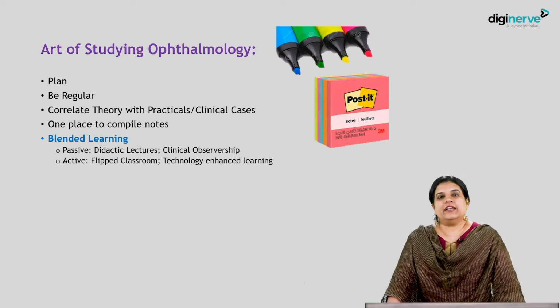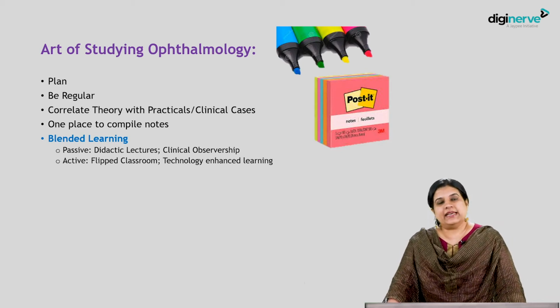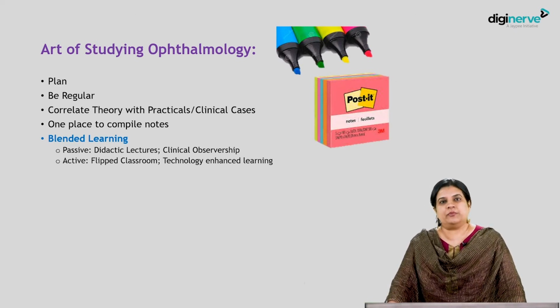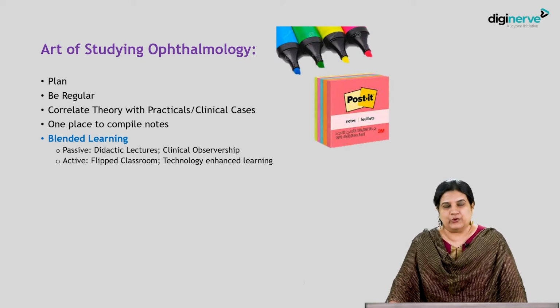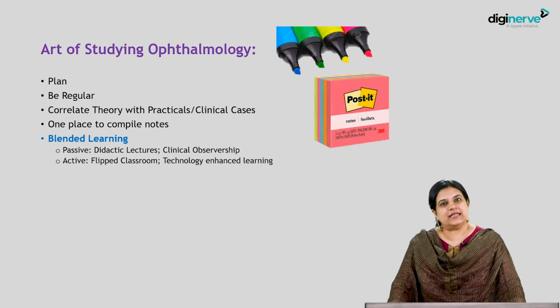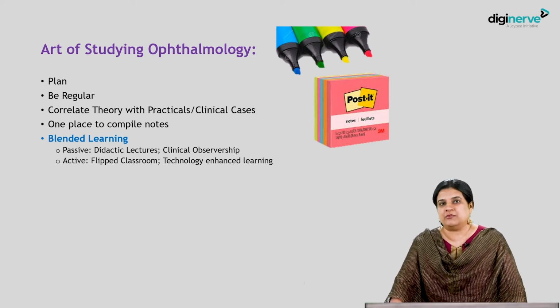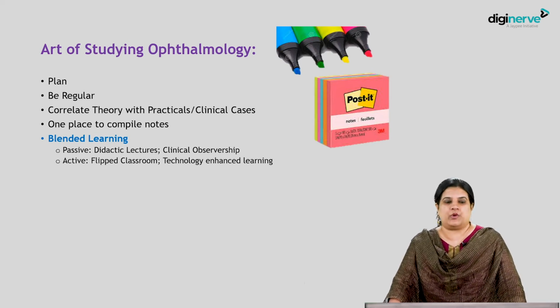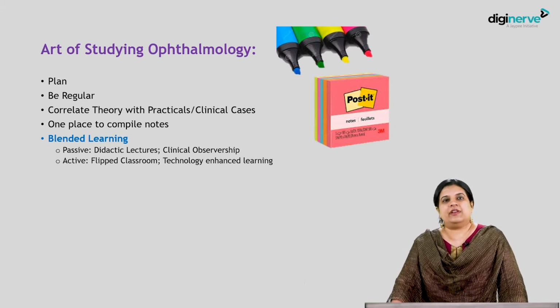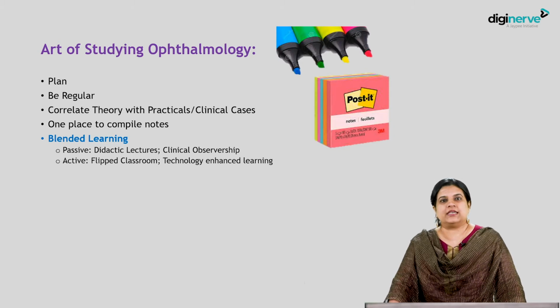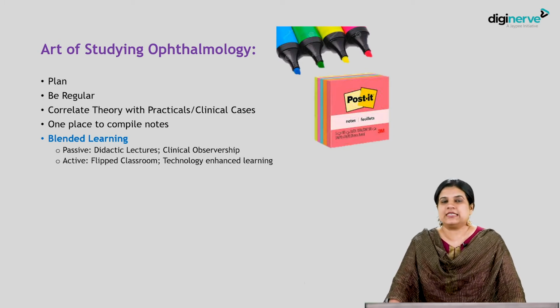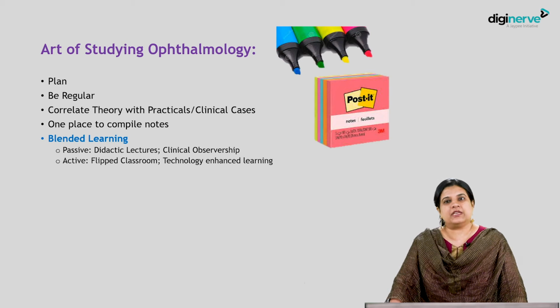So the art of studying ophthalmology, although individual to each one of us, has some ground rules. If we all follow those, the concepts would be better ingrained in our minds. So before we start studying the entire subject, we have to plan how to go about it. We have to be really regular. I know this is the time when everybody is so much more focused on reading medicine, surgery, obstetrics and gynae, because they are quite big subjects and take a lot of concepts to remember.